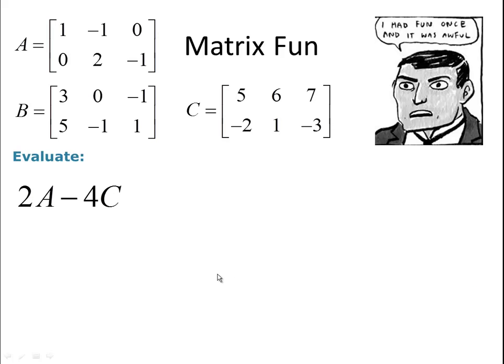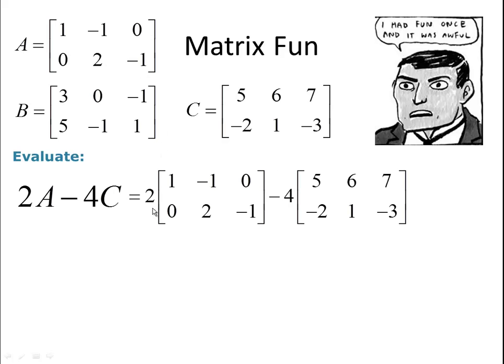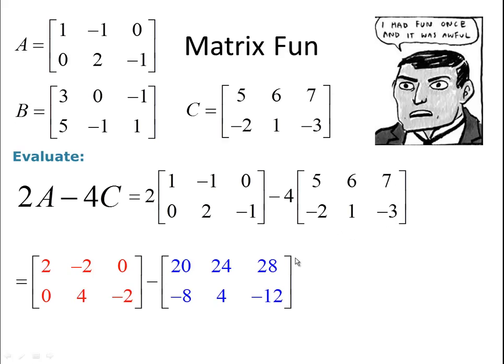Now we have 2A minus 4C. Same thing, we're going to multiply the A matrix by 2 first. We're going to multiply the C matrix by 4. We have to do that first, and then we'll do the subtraction. So order of operations is key here. Just multiply each of the elements inside the A matrix by 2. Multiply each of the elements of the C matrix by 4, and then we'll subtract.